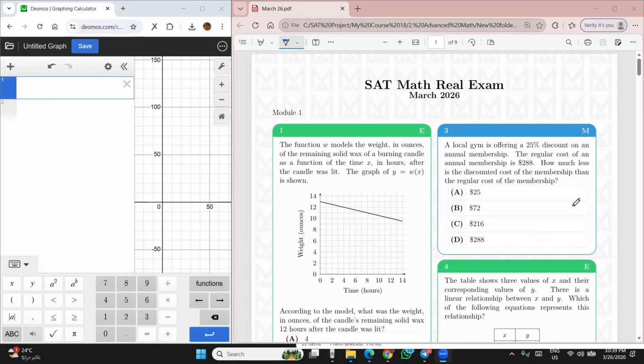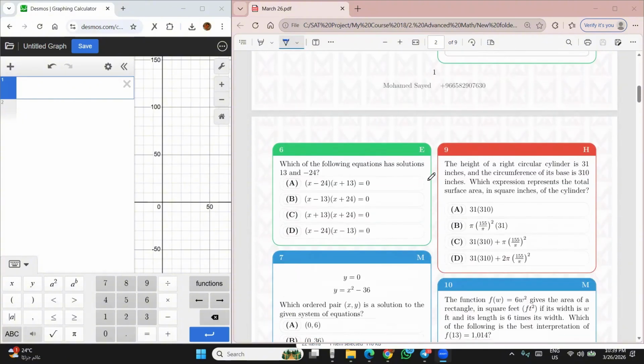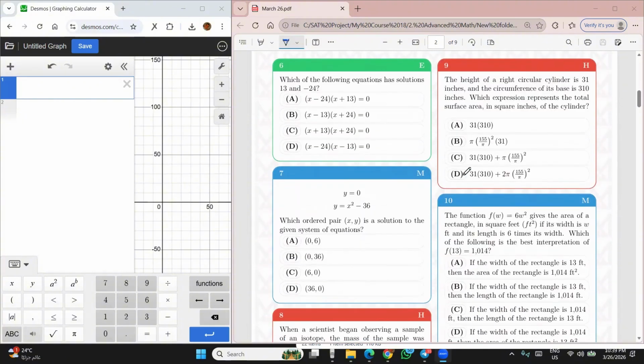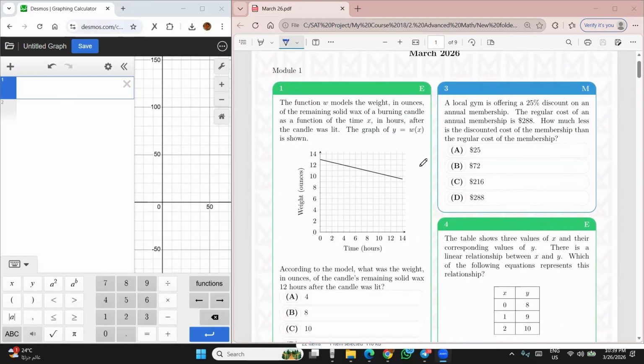This is our SAT Math Real Exam, March 2026. This is the most recent exam, and we will see together how to solve them step by step. These questions are varied between the easy ones, the medium ones, and the hard ones. So we can apply the strategies to answer these questions, and we'll start with question number 1.